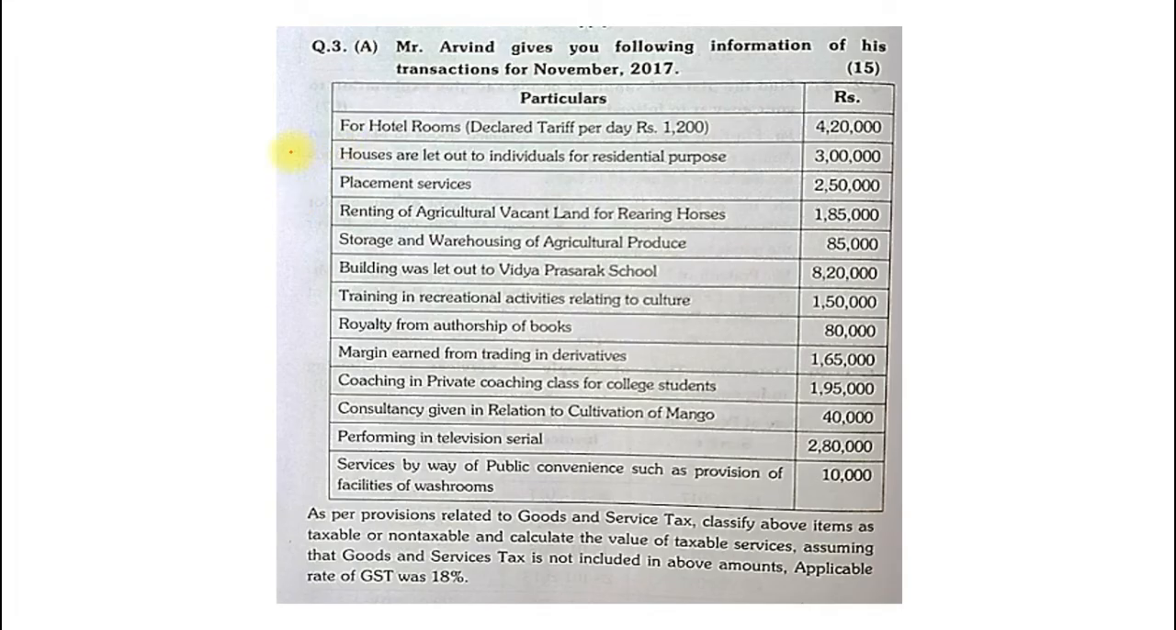What we'll do now here is we'll have to make two columns. We'll have to note down these particulars as it is, and two more columns, taxable and non-taxable. Whatever value you get for the taxable total, you'll have to remove the GST at 18% on that.